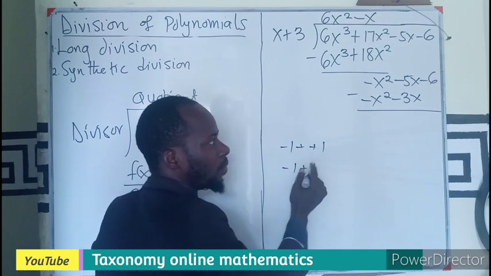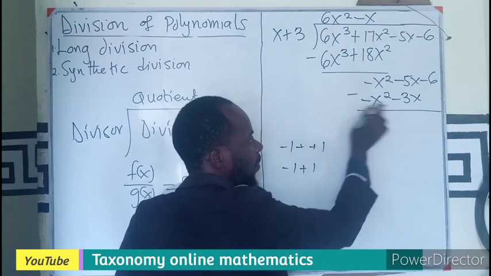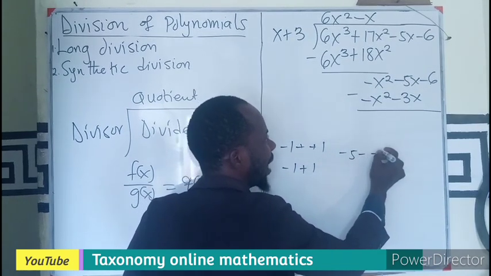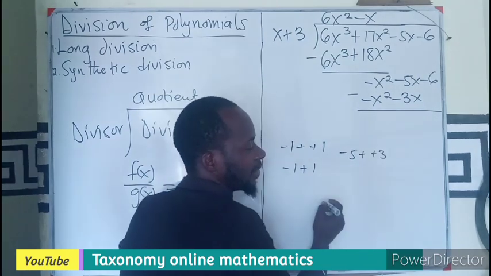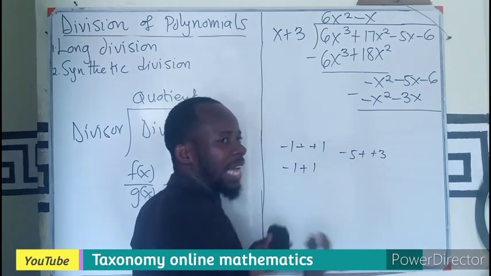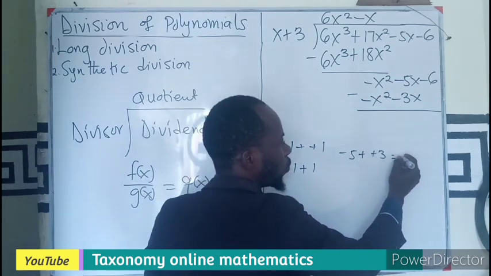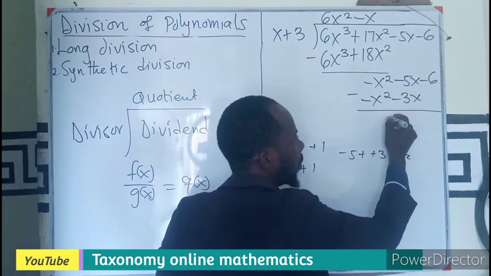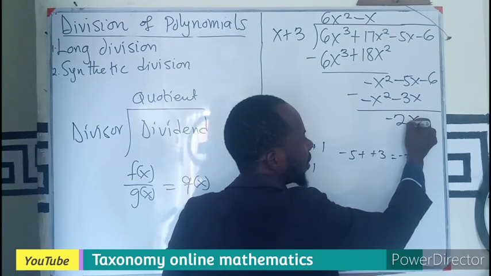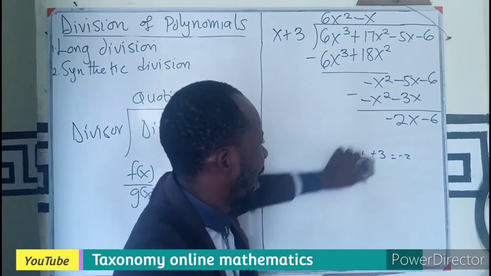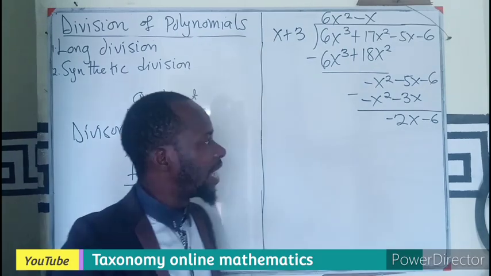And this will give us 0, meaning the front is going to be 0. Then here becomes minus 5 minus negative 3, which becomes plus. Since their signs are different, we subtract and keep the sign of the bigger one. So minus 2, so here becomes minus 2x. Then we bring down our minus 6. So another dividend has arrived.